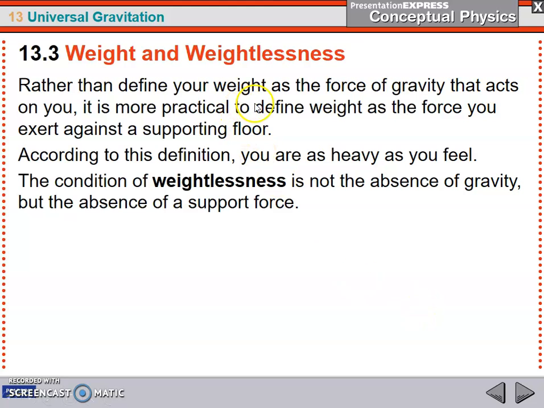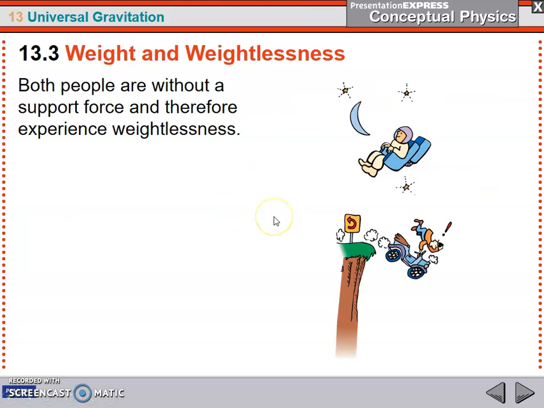Rather than define your weight as the force of gravity that acts on you, it is more practical to define weight as the force you exert against a supporting floor. According to this definition, you are as heavy as you feel. The condition of weightlessness is not the absence of gravity, but the absence of a support force. So how do we make that happen?